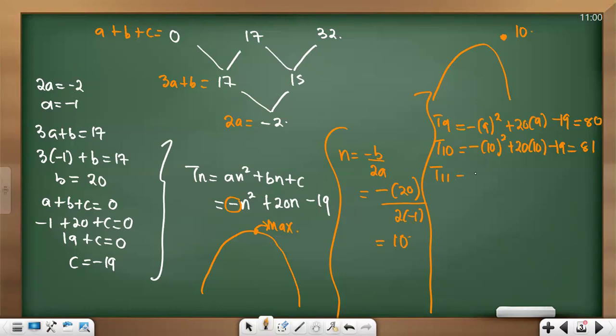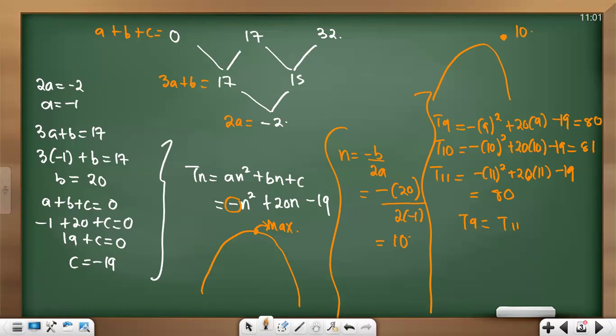Let's do T11 together. Negative 11 all squared plus 20 times 11 minus 19. All right. And what are we going to get? 20 times 11, that's 220 minus 19, and there that will be 80 as well. Check something. T9 is equal to T11. How is that possible?